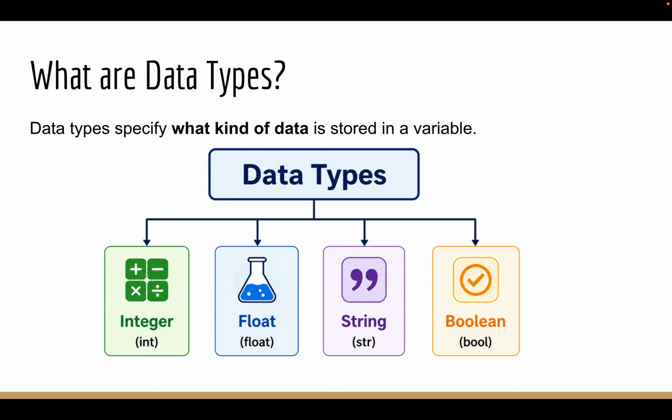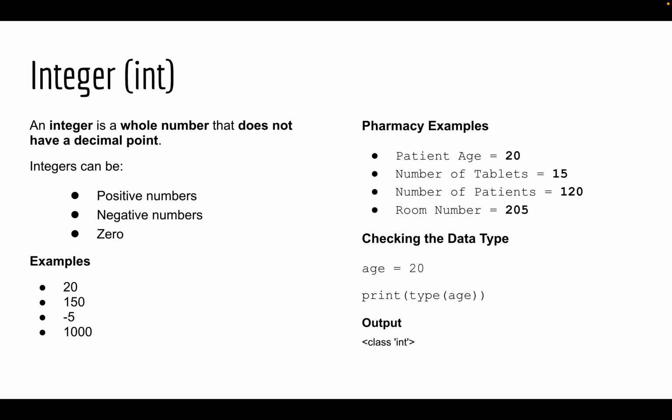Going on to the integer data type, an integer is a whole number that does not have a decimal point. It can be positive, negative, or even 0. Examples are 20, 150, -5, etc. Here are some examples: patient age equal to 20, number of tablets equal to 15, etc. To check the data type, Python provides a type function. If we don't know what the data type of a variable is, we can use the type function. Using this, when we run the code, we will get the output as class int.